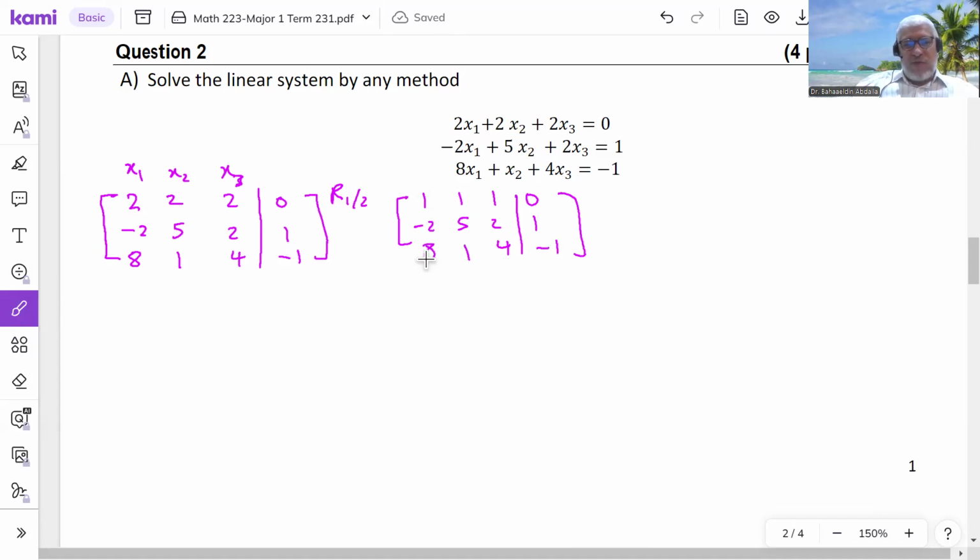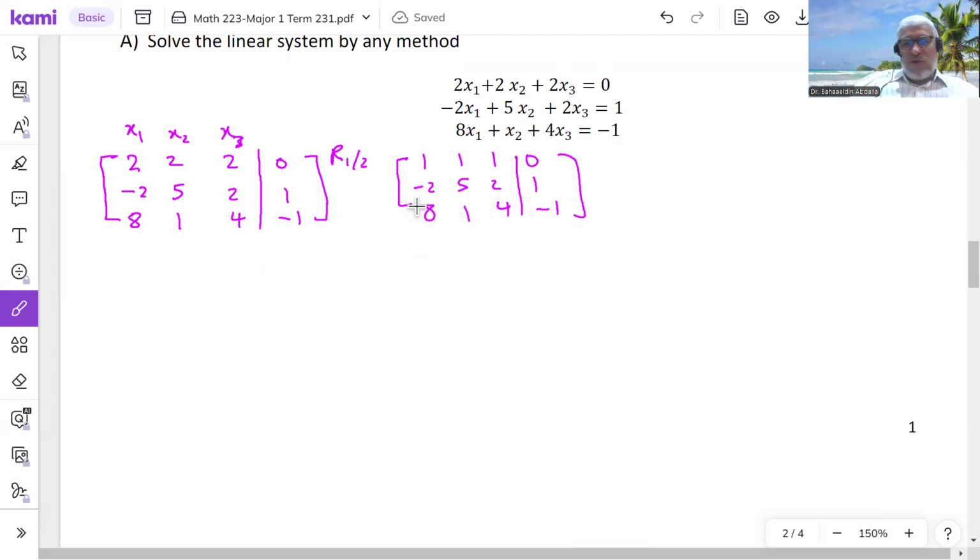I want to make negative 2 and 8 zeros using this 1. This is the leading one in the first column. So what to do? I multiply row 1 by 2 and add to row 2. Also to make 8 zero, I multiply row 1 by negative 8 and add to row 3. So the new matrix would be, the first row is not changing, and this is 0. If you multiply 0 by any number and add, it will not change the numbers below.